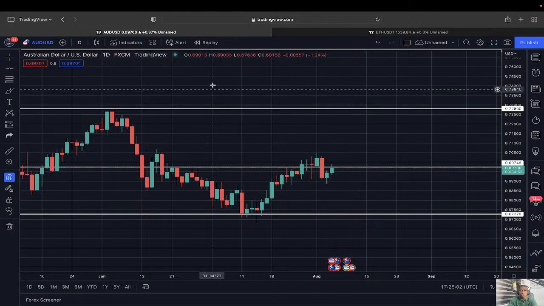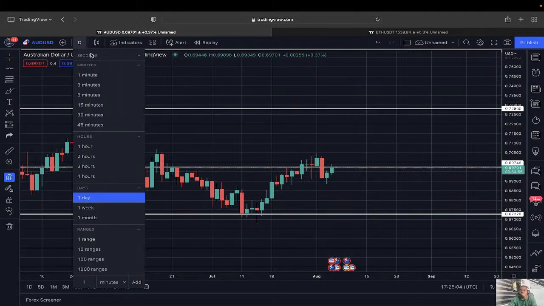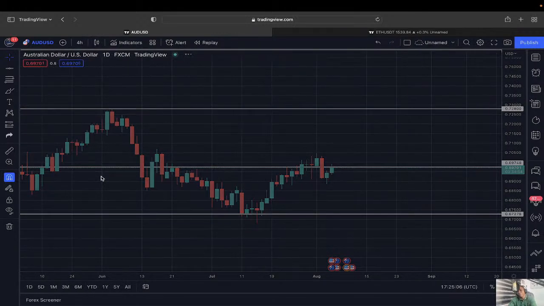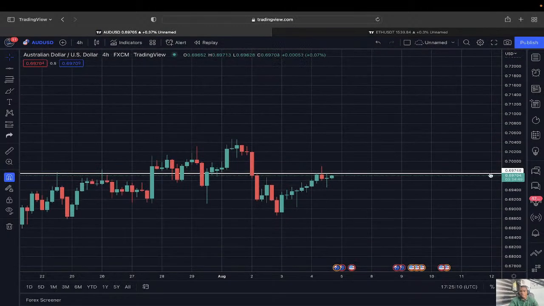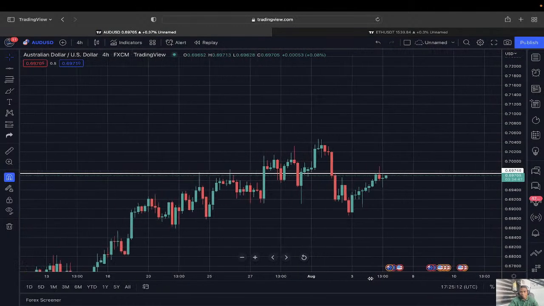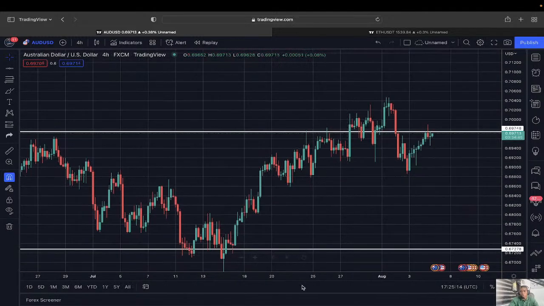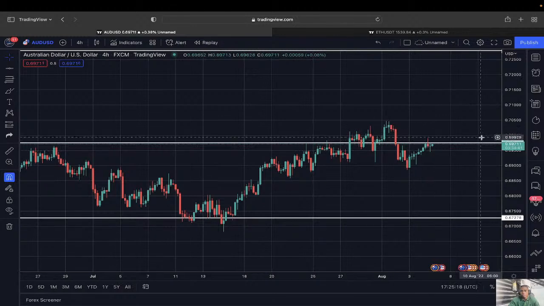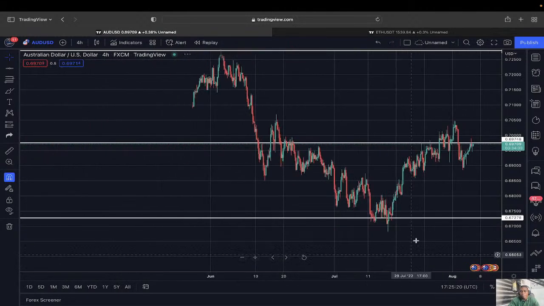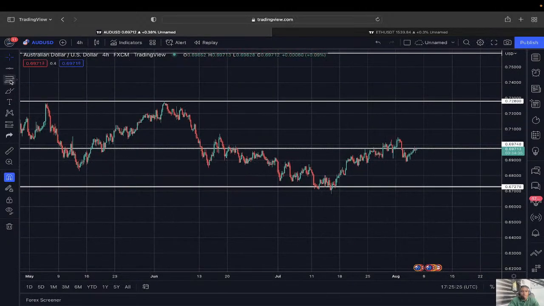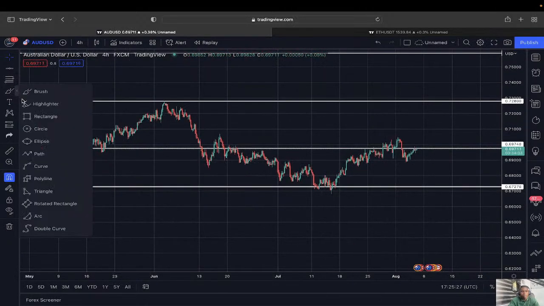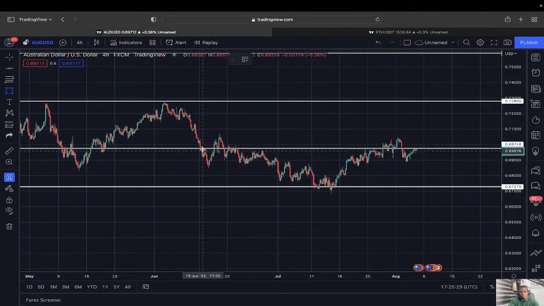In addition to this, let's go down to the 4 hour time frame. That gives us a clearer picture of what is actually happening. So good, we can see what is currently happening right now. Let me map this level. Let me mark this level.